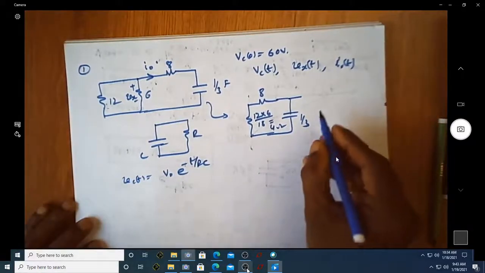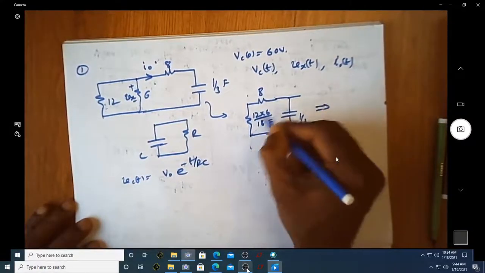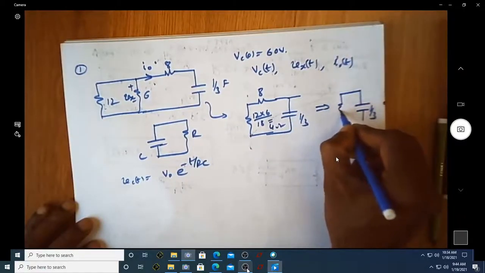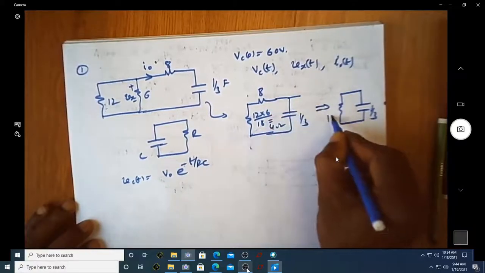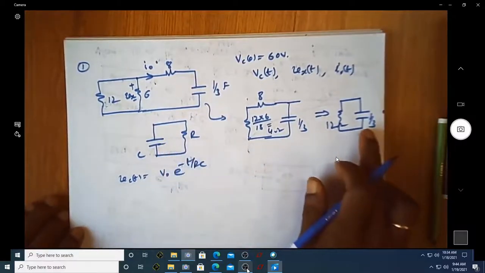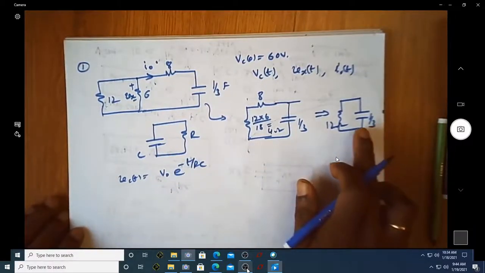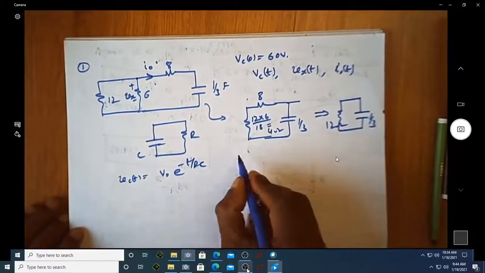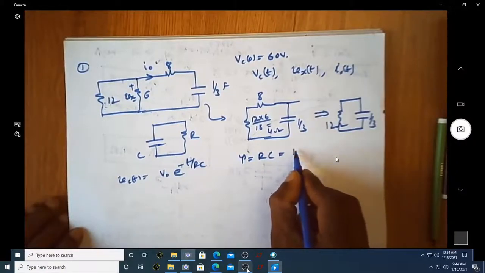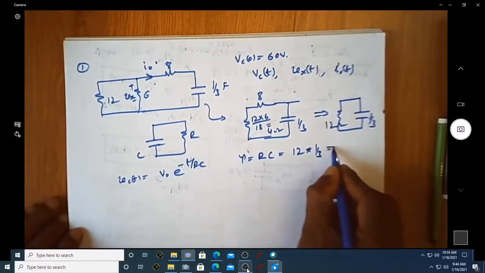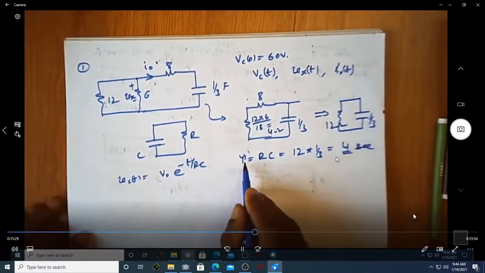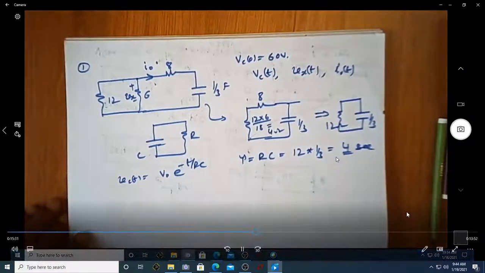Now these two will come in series, and we will end up with a capacitor of 1/3 farad and a resistor of 4 plus 8, 12 ohm. So this is now exactly in line with the expected circuit. We have a capacitor of 1/3 farad and a resistance of 12 ohm. Now I can find the value of tau, which is nothing but RC, equal to 12 into 1/3, which is 4. So the value of tau is 4 seconds.